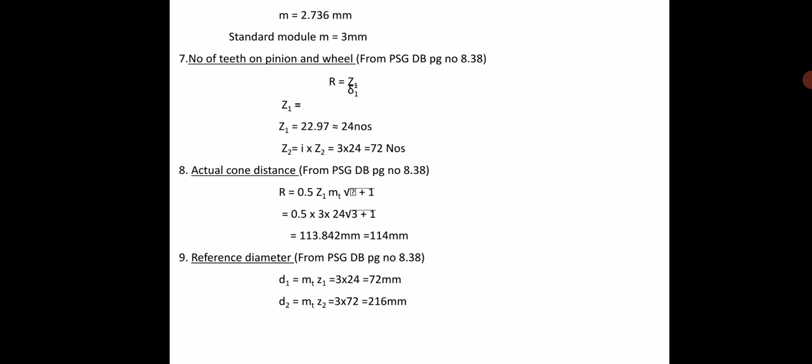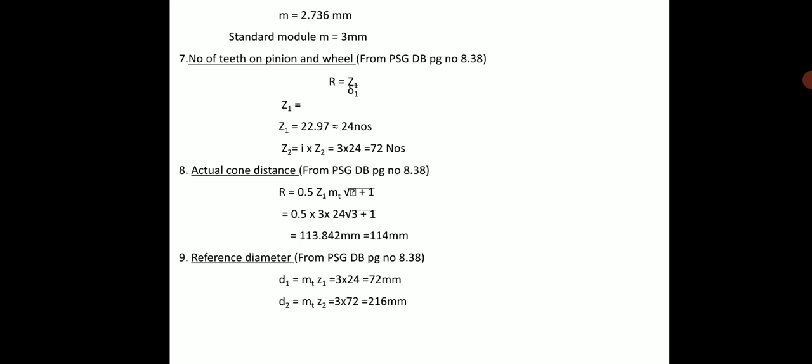Now we are going to find the number of teeth on the pinion and wheel. R is equal to Z1 by 2 sin delta 1. We are getting the value Z1 is equal to 22.97, which we convert into an even number. Therefore, 24 teeth. Then Z2 is equal to i into Z1, which is equal to 3 into 24. That is Z2 is equal to 72 teeth.